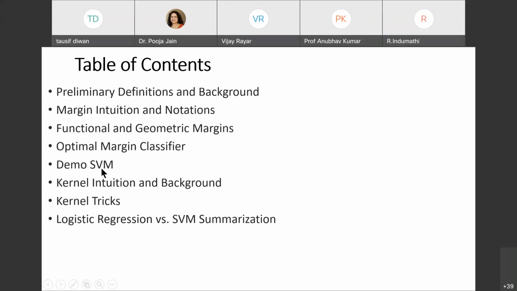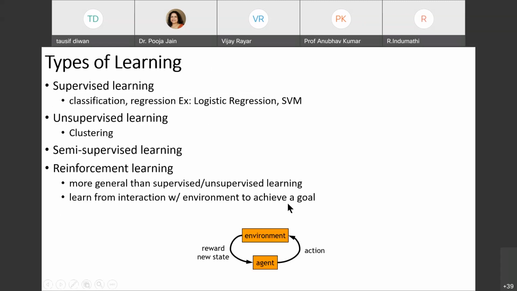Then we will see the demonstration of SVM using code, and then we will see the kernel intuition and why there is a necessity of the kernel, along with the background of some kernel-related information. After that we are going to cover the kernel tricks, and lastly we are going to compare logistic regression and SVM: when we should use logistic regression and when we should use SVM. So this will be today's content.